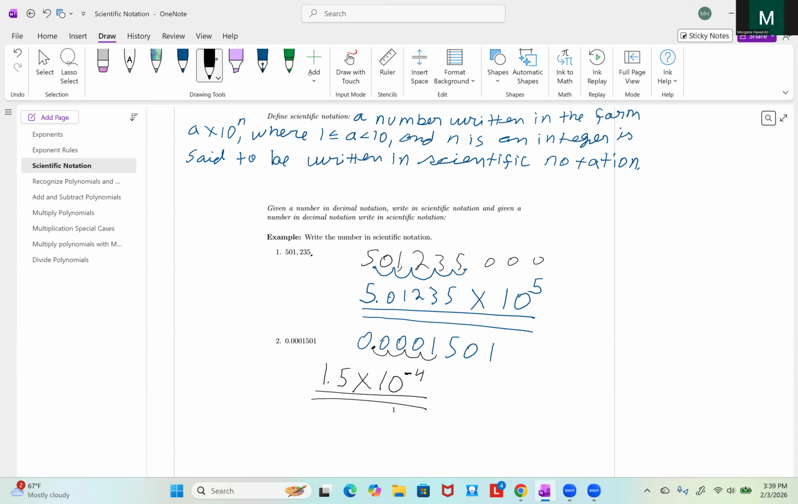Notice that the number a, we said, is between 1 and 10. And for these two examples, 5.01235 is a number between 1 and 10. 1.5 is also a number between 1 and 10.